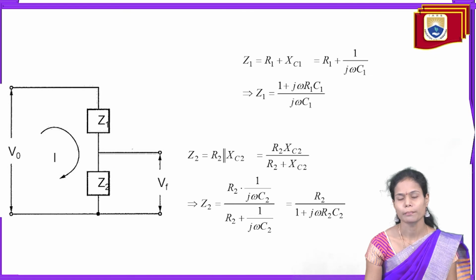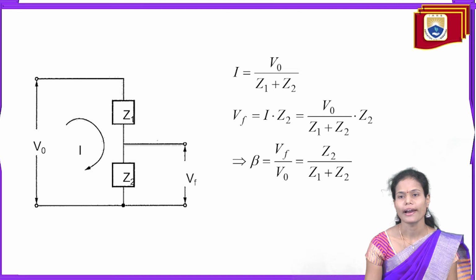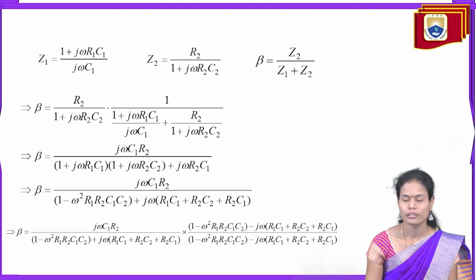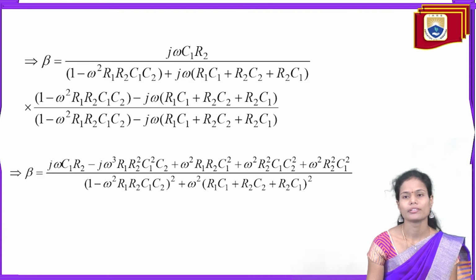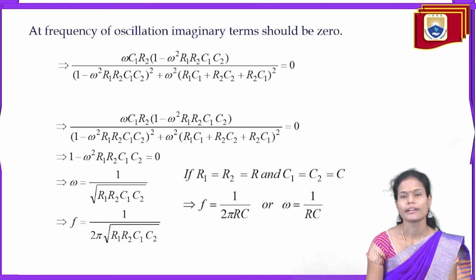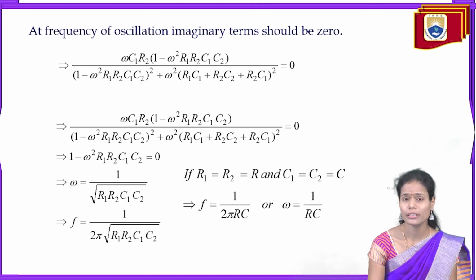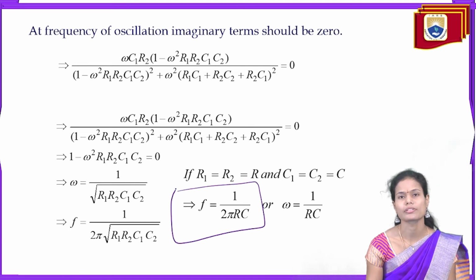Okay, we are taking the impedances from the circuit. We are calculating the overall impedance and the feedback ratio value. And after that, we have to substitute those impedances to find the beta value, the feedback ratio. And after that, we need to find the gain and the feedback ratio value. And after that, at frequency of oscillation, imaginary terms must be 0. After making the imaginary terms 0, we have to find the frequency. That value is 1 by 2 pi RC here.